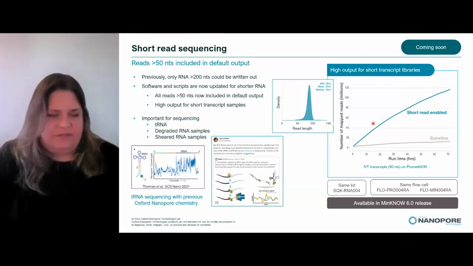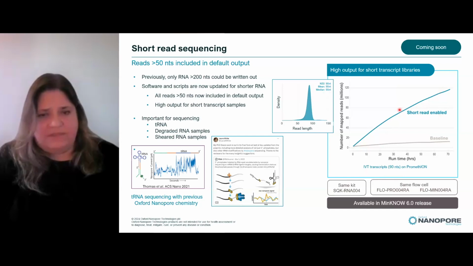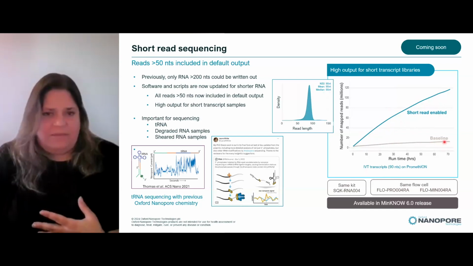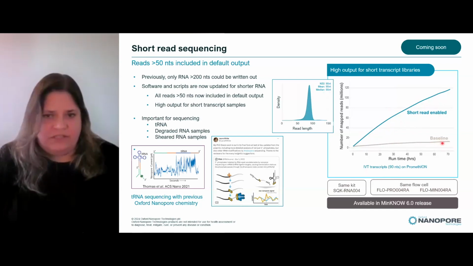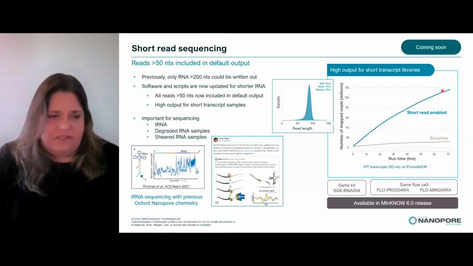So this is a PromethION flow cell. This is an IVT transcript, or in vitro transcribed transcript, that's 90 nucleotides. We ran them on a PromethION flow cell and we get over 100 million reads. So if you're looking at something that's already short and you want high output, you will get that. This is the baseline before, when the cutoff was 200 nucleotides and above. Now with 50 nucleotides and above, we get an enormous amount of output from these same flow cells, same kit. So no change, it's just a software thing.